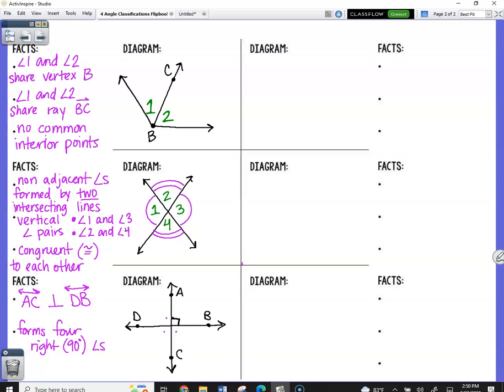Okay? So the third fact is that all 4 angles are congruent, because they're all 90. So you've got congruent, adjacent, and vertical angles. So you can write all 4 angles are congruent, because they're all 90.